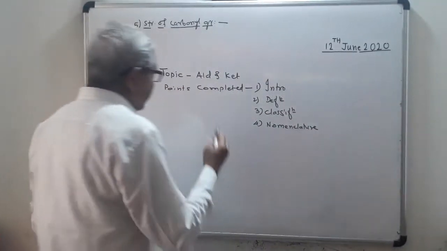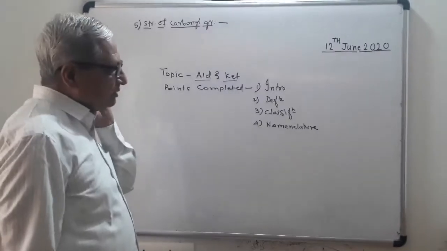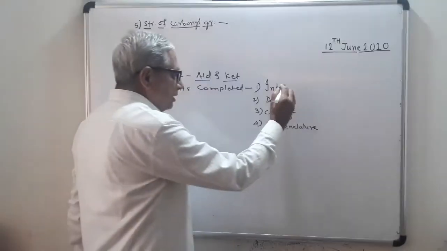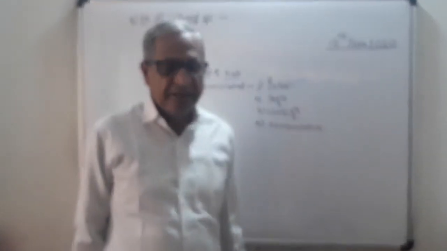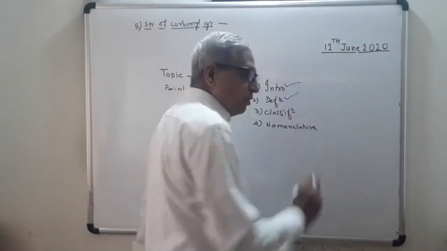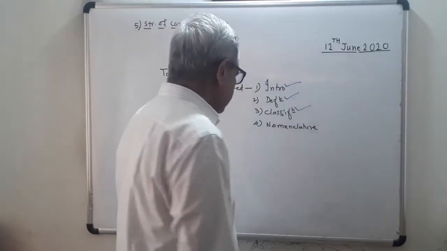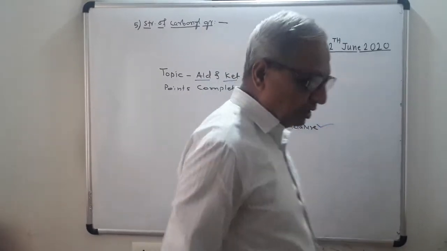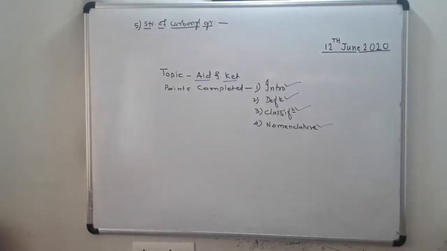Our topic is aldehyde and ketone. In the last lecture, we completed 4 points. Introduction by 3 ways: common, aldehyde, ketone. We also completed the definition of aldehyde and ketone, classification of both aldehyde and ketone, and nomenclature of both aldehyde and ketone by the 2 ways, common system and IUPAC system.